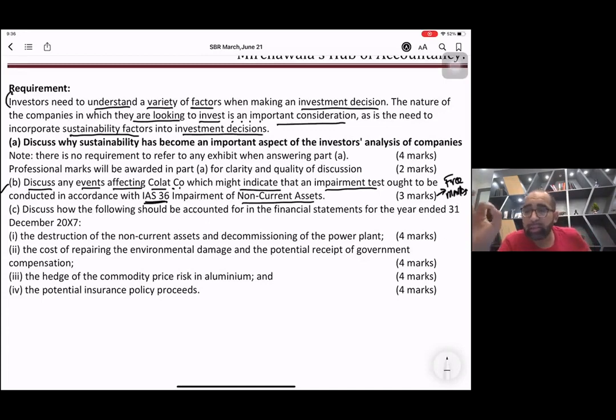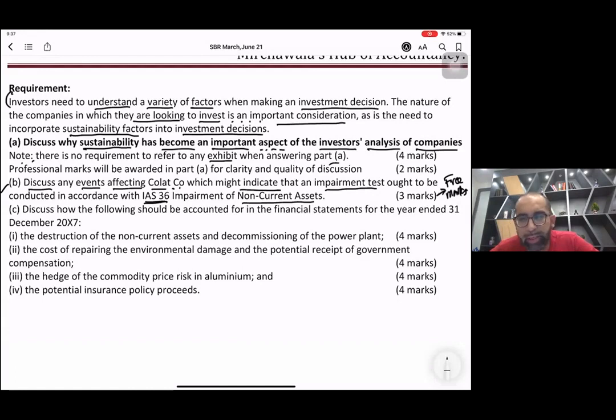Yes, believe me, this came in previous attempts many times. This is present in articles. Even I have recorded a video for this of previous past papers, and I discussed this thing. Read the requirement. Bold requirement. Discuss why sustainability has become an important aspect of the investor's analysis of companies. Note, there is no requirement to refer to any exhibit when answering this part A. You don't need to connect with the question. General discussion, 4 marks.